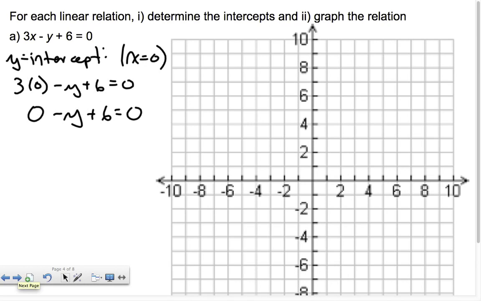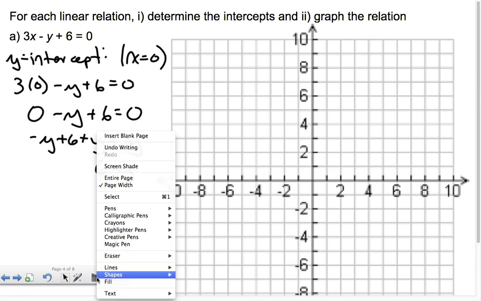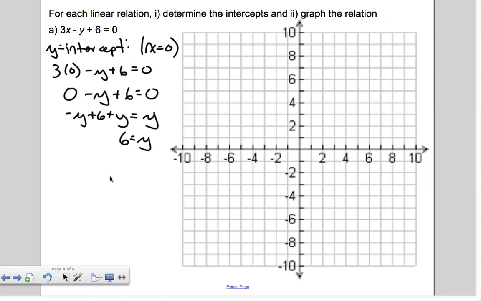So here I'm going to add y to both sides. And then I get y is equal to 6. I could have subtracted 6, but then I'm left with the minus y and then I have to divide by negative. So in this case, I just added y on both sides. So here, my y-intercept is then, so the answer is a coordinate point.